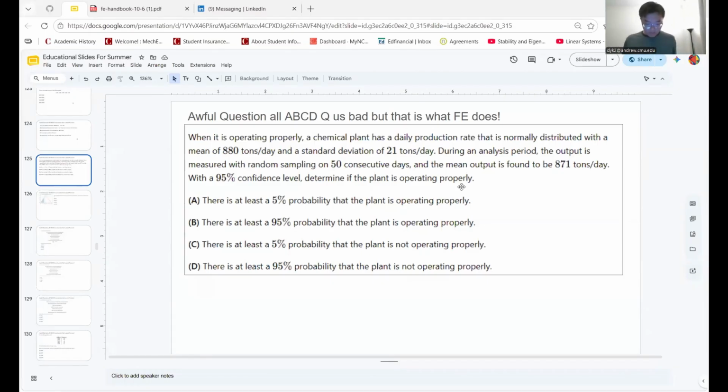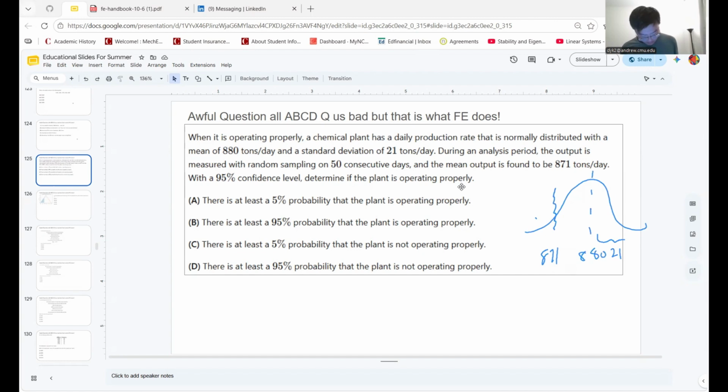When it's operating properly, the chemical plant has a daily production rate that is normal distribution with a mean of 800 and standard deviation of 21 tons a day during the analysis period. The output of the mean with 50 random samples, the mean output is 871, and then 95%. Oh, that makes us okay. All right, that is alarming. Very tight window there.